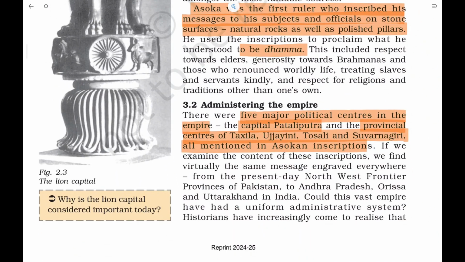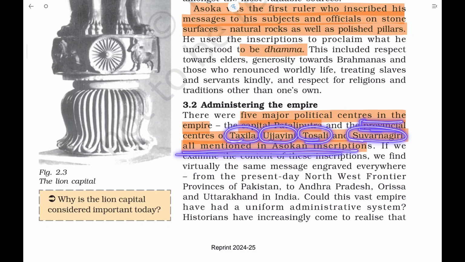Now, there were 5 major political centers in the empire, and a question from this paragraph came in CDS 2023 or 2024, and a question from here is also going to come in UPSC, and I'm sure about it. The 5 major political centers in the empire during the Mauryan period were the capital Pataliputra and the provincial centers. You have to remember the names of the provincial centers: Takshashila, Ujjaini, Toshali and Suvarnagiri.